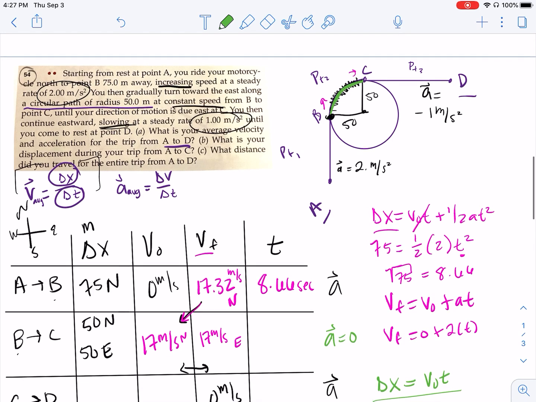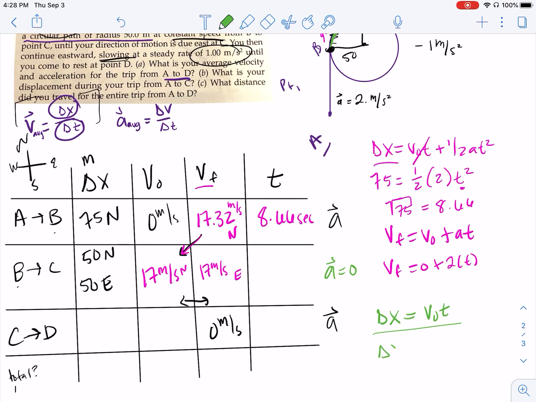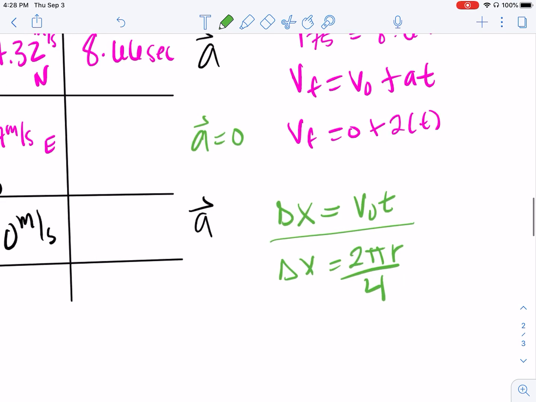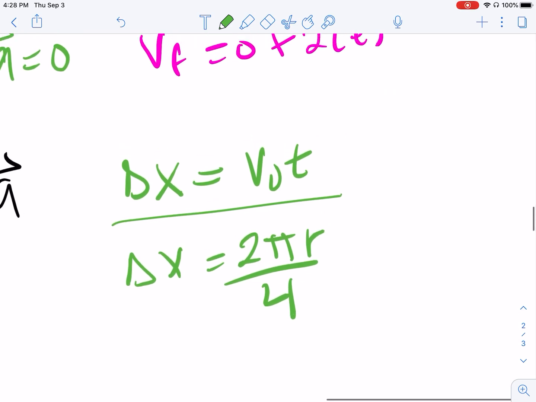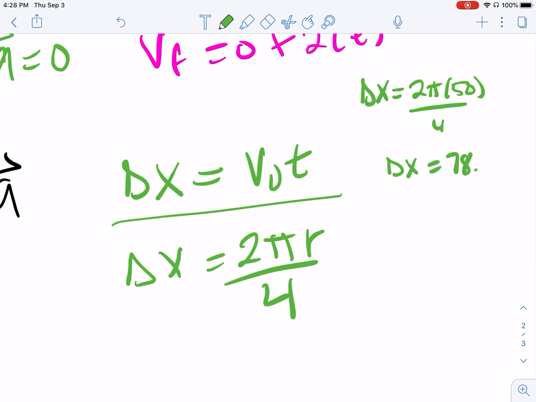Looking, I see that that's really a quarter of a circle. So I'm going to say delta x is equal to 2 pi r over 4, because that's a quarter of the circumference of the circle. The r we knew was 50, so we can once again say delta x equals 2 pi 50 over 4. So our delta x ends up being approximately 78.5 meters.